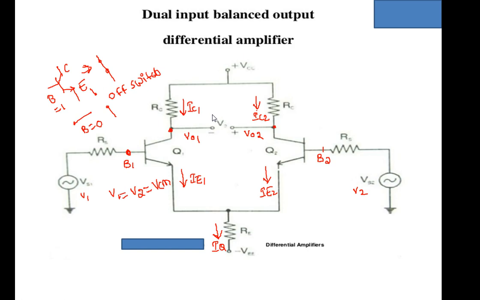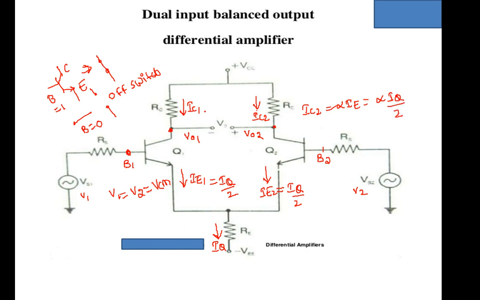So once again, go back to the circuit. We know that we are finding out the IE1 value. The IE1 value is IQ by 2. Similarly, the IE2 value is also IQ by 2. And here we are having IC2. So IC2 equals alpha into IE2. We know that IE2 is IQ by 2. So alpha into IQ by 2.